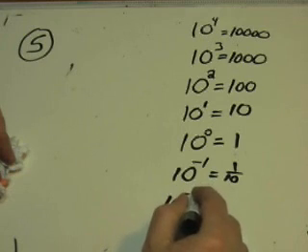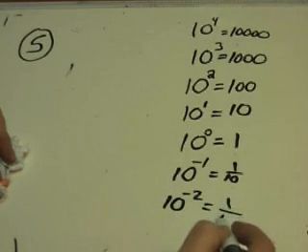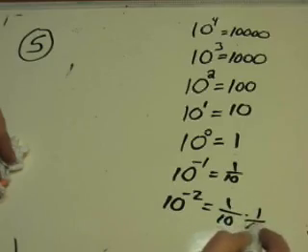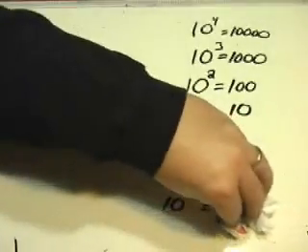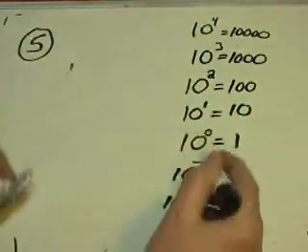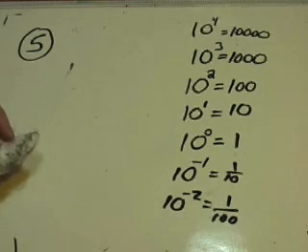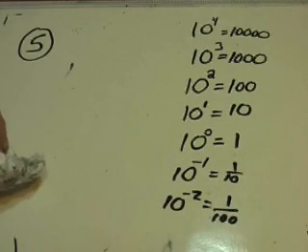So 10 to the minus 2. Actually, you can think of 10 to the minus 2 as repeated multiplications of a tenth now. A tenth times a tenth, or 1/100th. 10 to the minus 3 is 1/1000th, and so on.